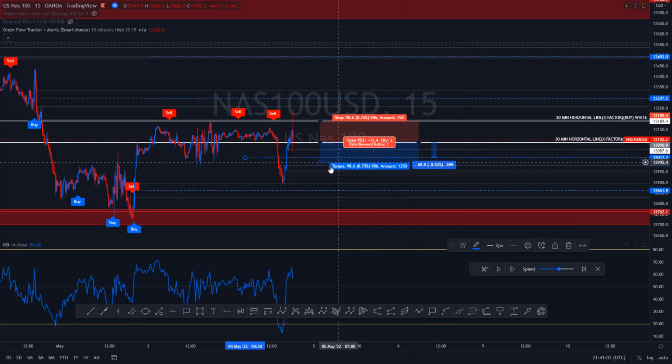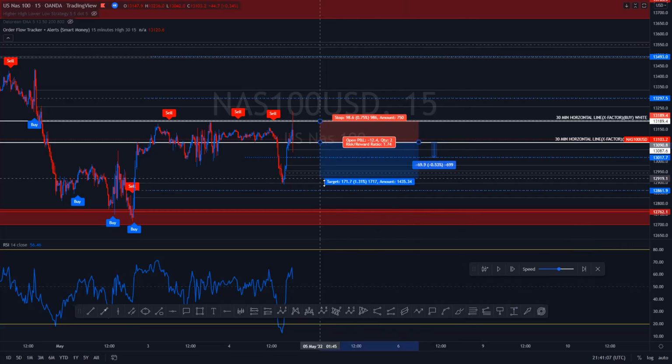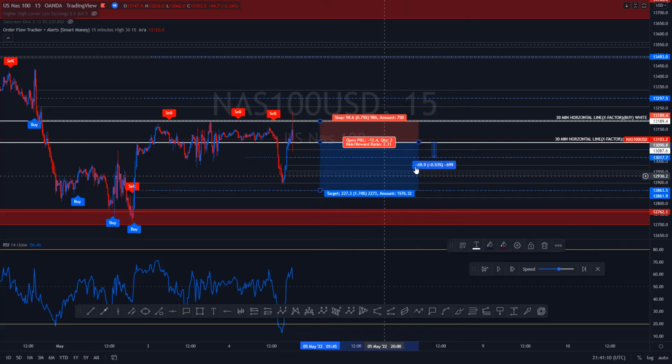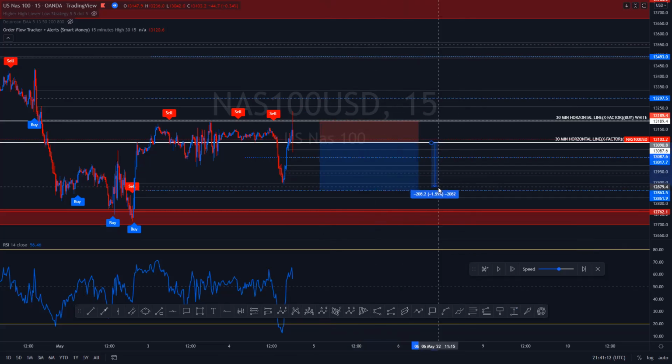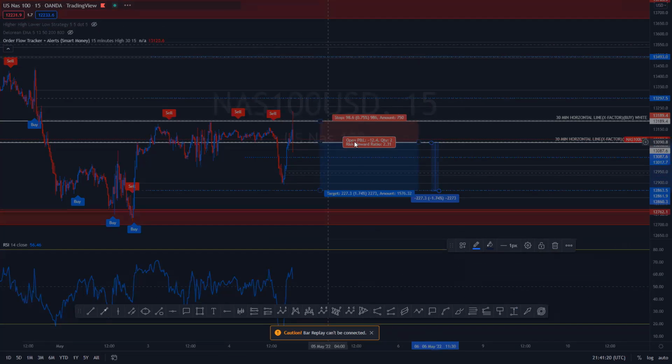Now, that would be TP1. And then I would bring TP2 down here, just in case they continue to push price down, push this imbalance down to this zone, then I get a lot of pips if that happens. So that's what I like to put.